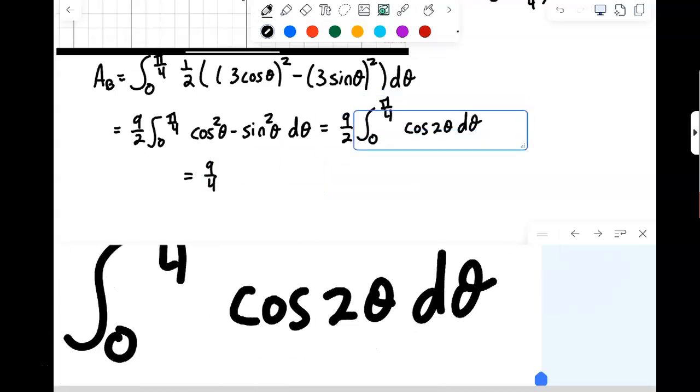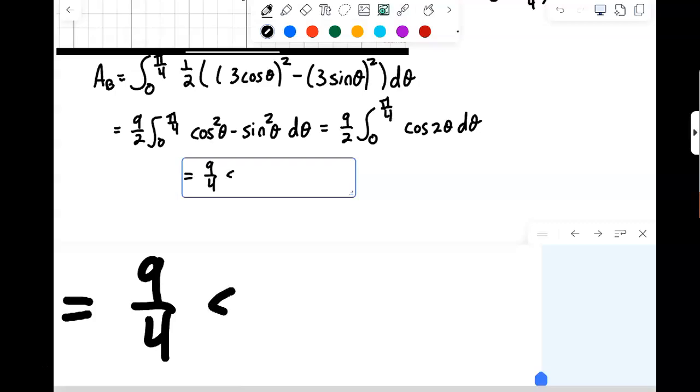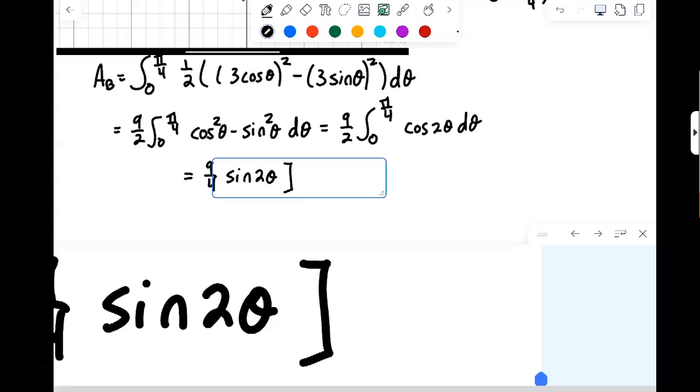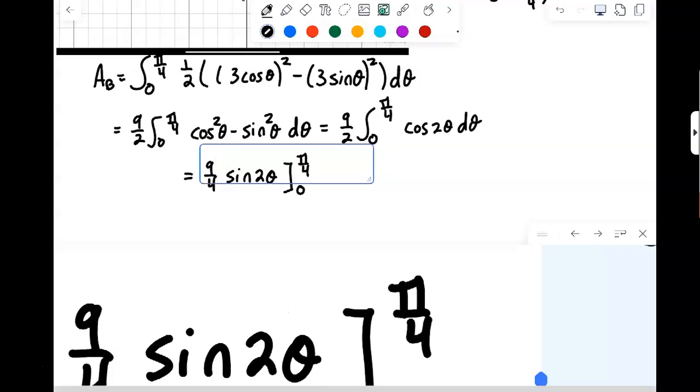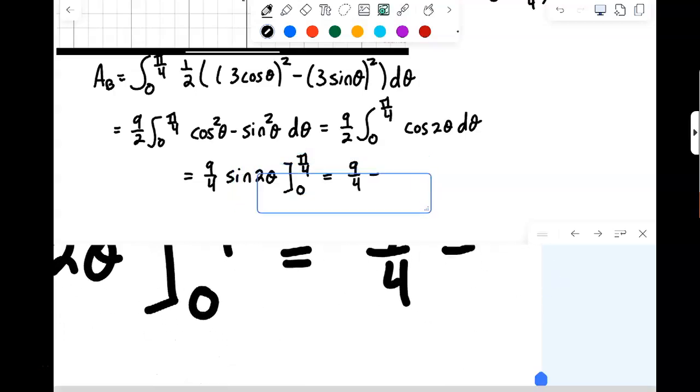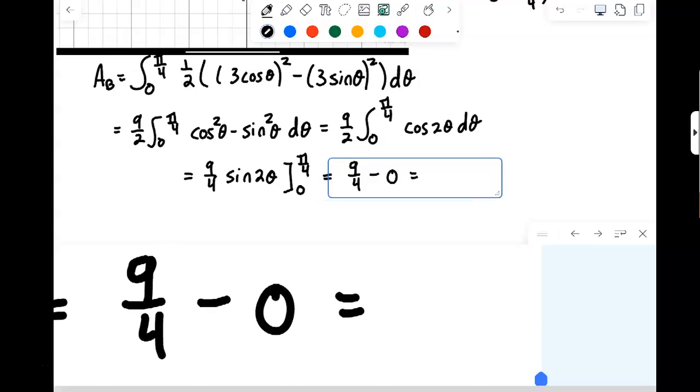And then we do the integral of cosine. The integral of cosine would be sine, so we have sine 2 theta, and then that's going to be evaluated between 0 and pi over 4. And compute that. We plug pi over 4 in. 2 times pi over 4 will be pi over 2. Sine of pi over 2 is 1, so that's just going to be 9/4 times 1. And 2 times 0 is 0, sine of 0 is 0. So that little sliver is going to have an area of 9/4.